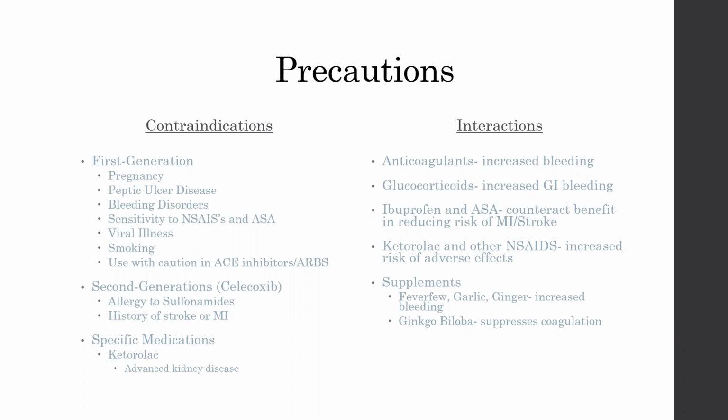Ibuprofen and aspirin counteract the benefit in reducing the risk of a heart attack and stroke. Ketorolac and other NSAIDs increase the risk of adverse effects. And then supplements can also interact with these medications. So feverfew, garlic, and ginger can increase bleeding, whereas ginkgo biloba can suppress coagulation.